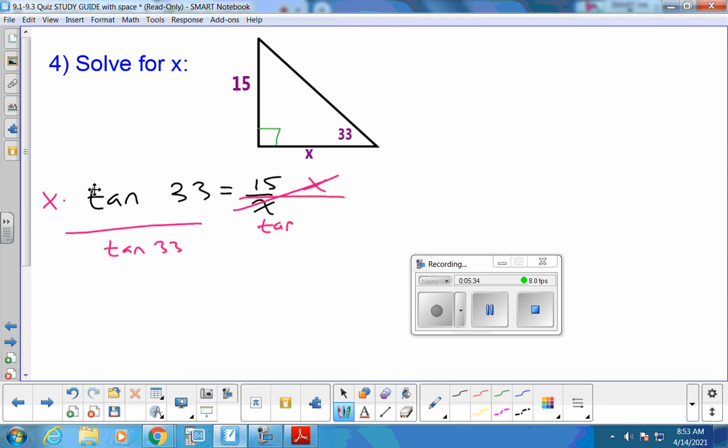This is the first one we've come to where you have to make sure you're in degree mode. So if you guys at home have never checked your mode, hit mode. Make sure degree is highlighted, not radian. It's 23.1. Okay.